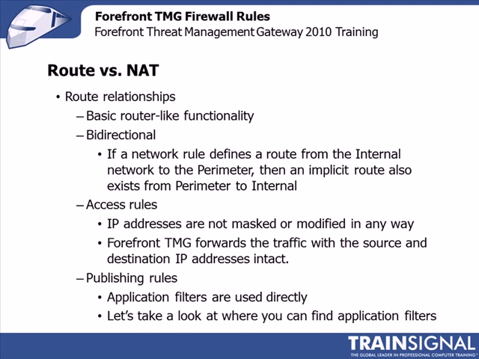If a network rule defines a route from an internal network, for example, to the perimeter network, then an implicit route is also created from the perimeter network to the internal network to enable bidirectional communication. When it comes to access rules, IP addresses are not masked or modified in any way. And Forefront Threat Management Gateway forwards the traffic with the source and destination IP addresses intact. Now, what that means is that when you are routing, you don't have to hide the IP address. So if I'm talking to a machine in the perimeter network, and I'm talking from the 10.1.1 network, which is the internal network for GlobalMantics, the destination machine will see a 10.1.1 address as the source address. This is different than NAT, and we'll talk about NAT soon.